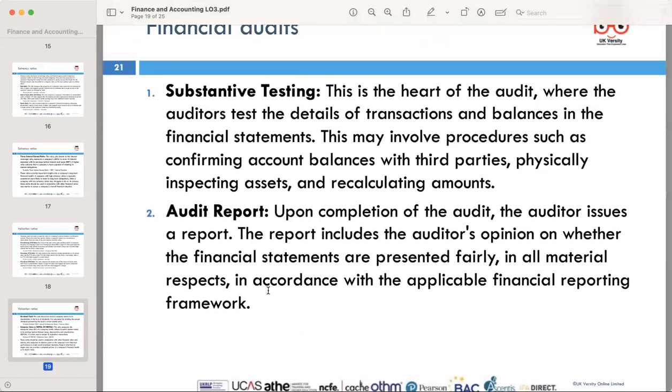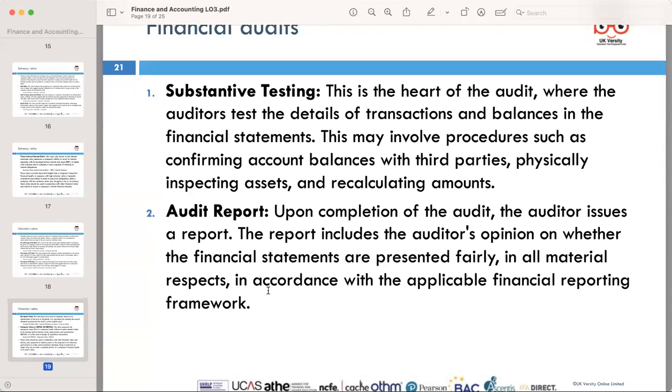There are two main aspects of the audit process: substantive testing and the audit report. Substantive testing is a part of the audit. It is like the heart of the entire process. During substantive testing, auditors dig deep into the details of transactions and balances found in the financial statements. The goal is to verify the accuracy and completeness of these financial figures.